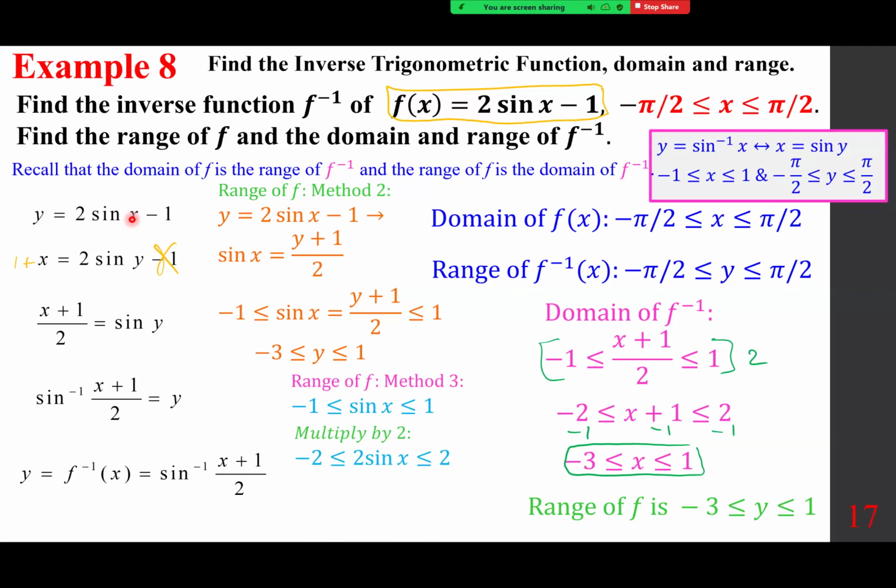I want it to look like that. Subtract 1, subtract 1, subtract 1, subtract 1. So 2 sine x minus 1 is between -3 and 1. That means the range. So this is another method. Again, I wanted to mention those methods and you decide which one works the best for you, okay?